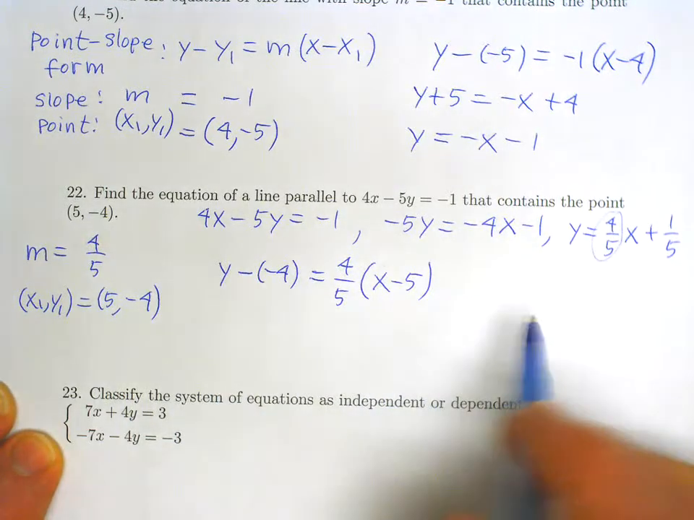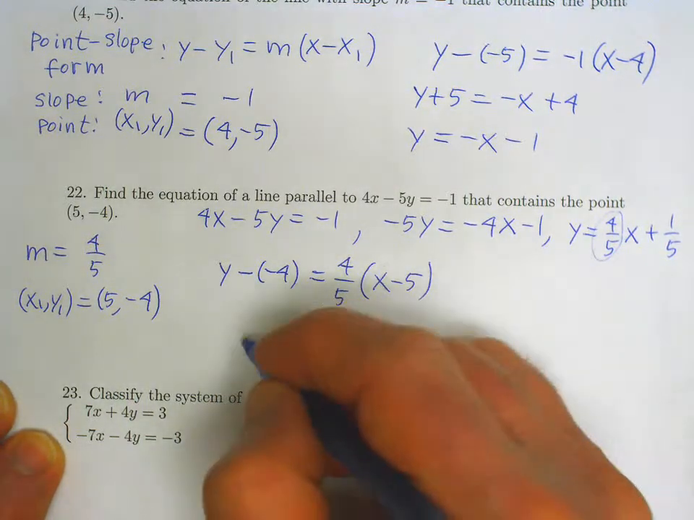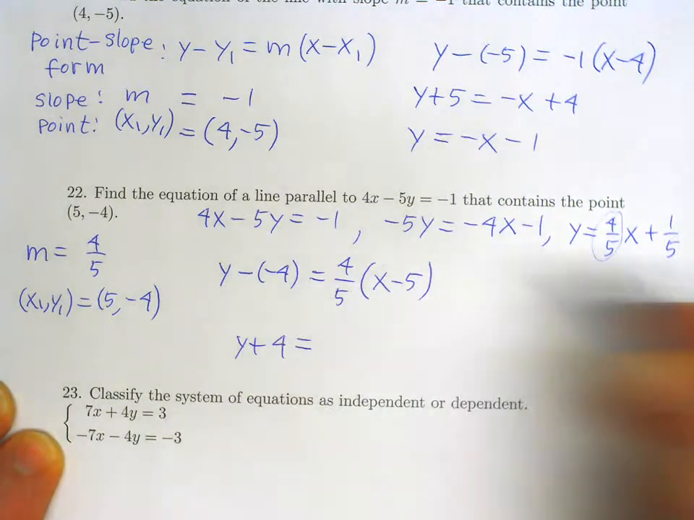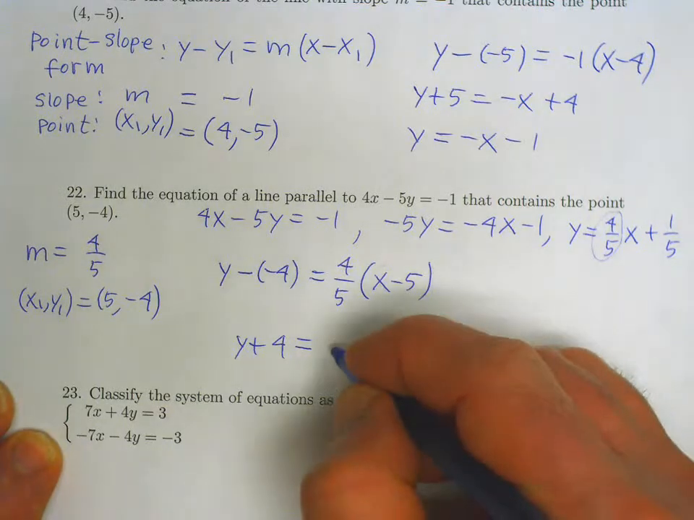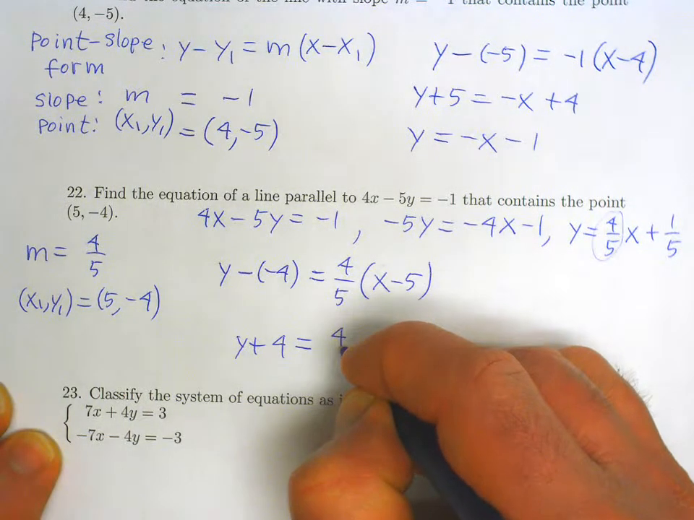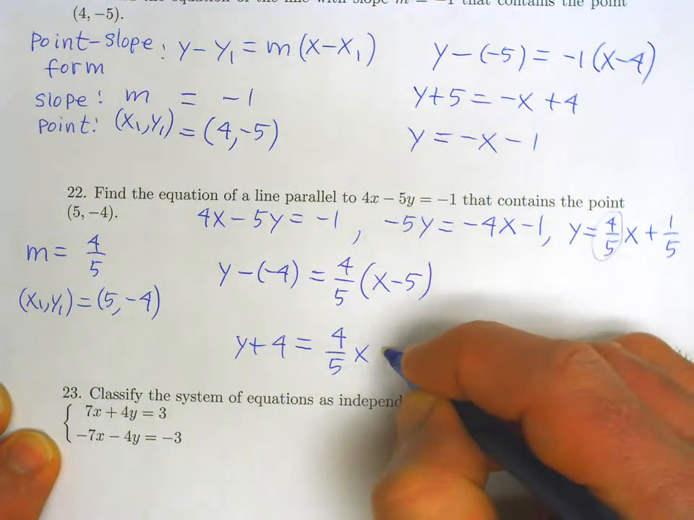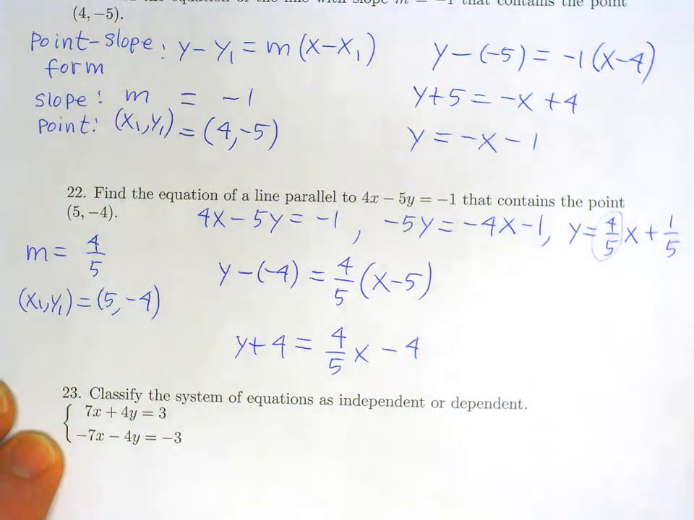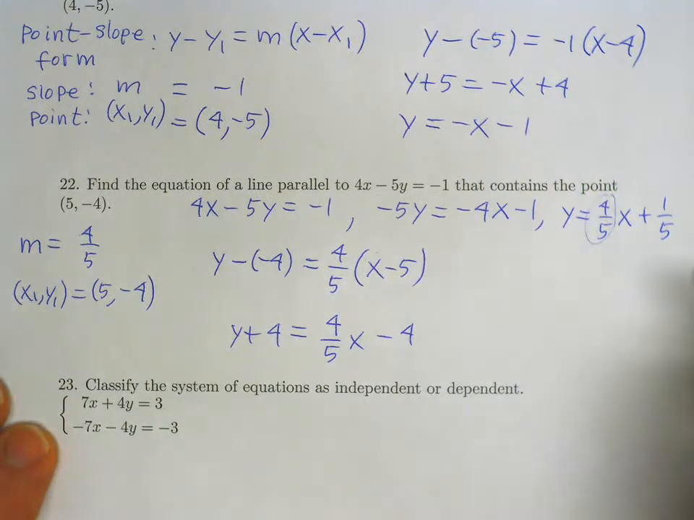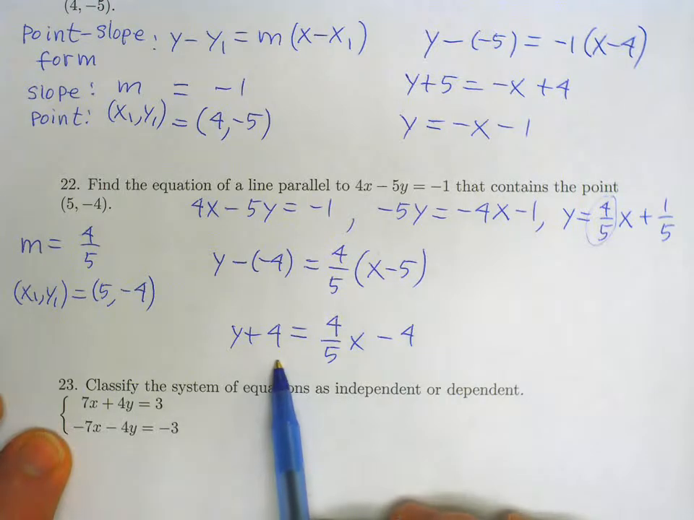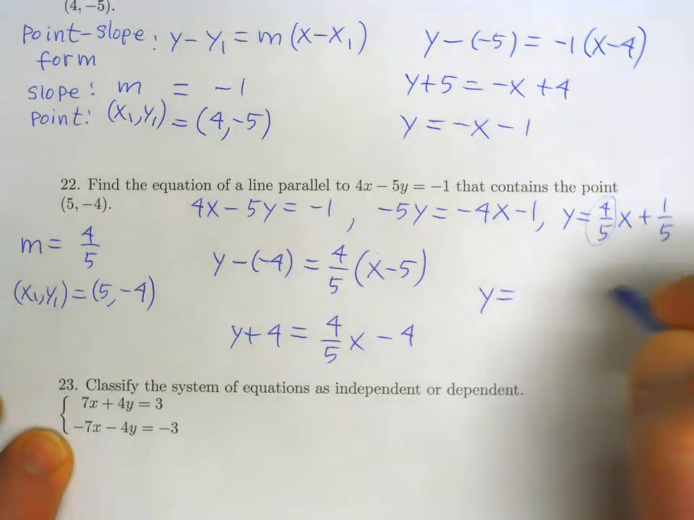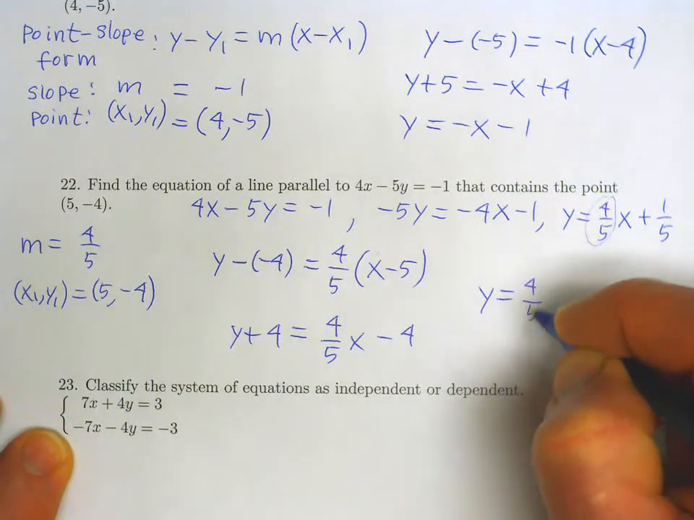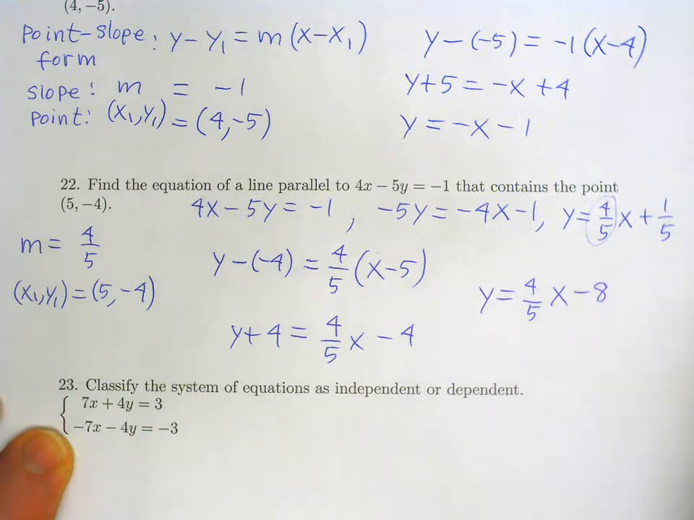And then do some arithmetic. Y minus negative 4 is y plus 4. And if we distribute multiplication by 4/5, we get y plus 4 equals 4/5 x minus 4. If the directions call for the slope-intercept form, then we have one more step: subtract 4 from both sides, and we get y equals 4/5 x minus 8.